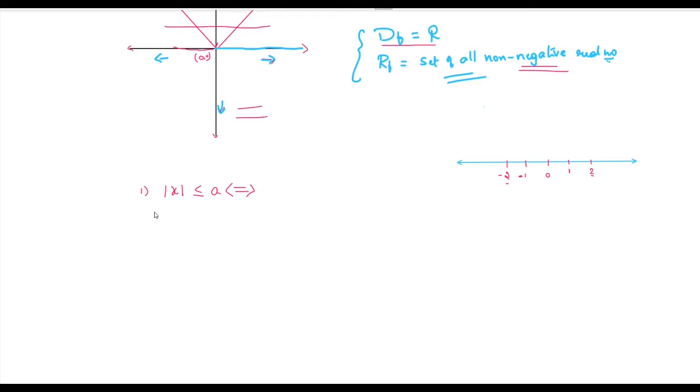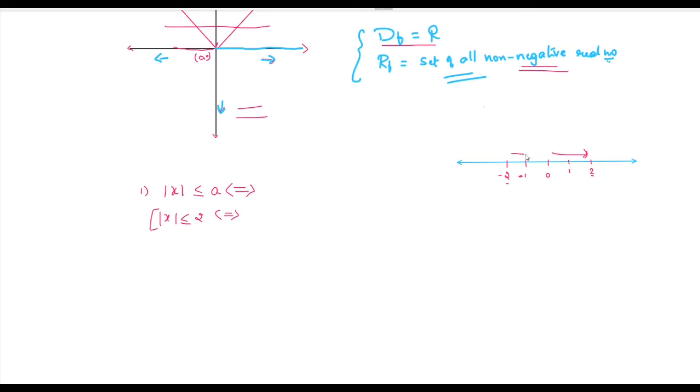When mod x is less than or equal to a, where does the value of x lie? So first let us take an example. Mod x less than or equal to 2 is what I am considering now. When we say mod x is less than or equal to 2, it means the distance of x from 0 is less than or equal to 2. When you check on the number line, 0 is here, and on this side the distance from 0 to 2 is less than or equal to 2. You can consider 2 also when it is less than or equal to.